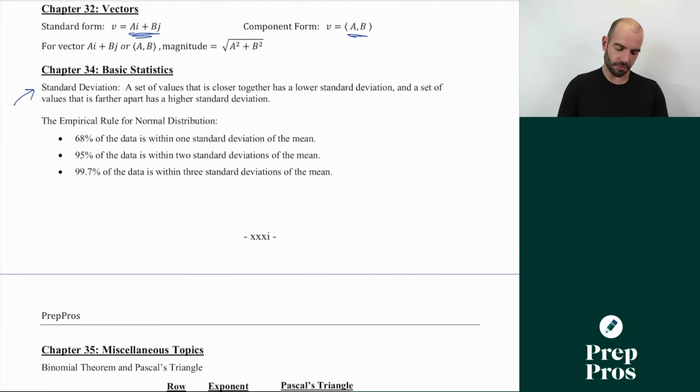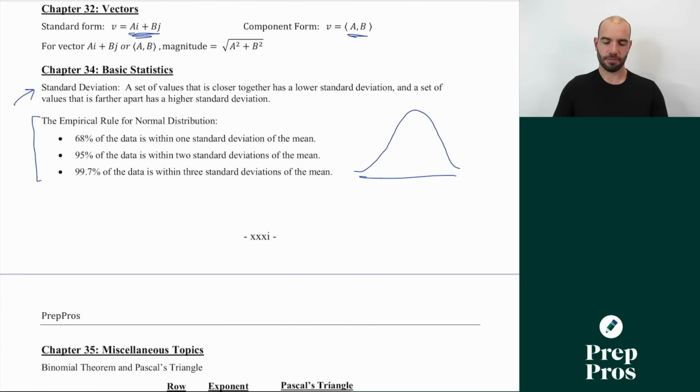For my really advanced math students, a super rare thing is the empirical rule with normal distribution. This is with a normal, like a bell curve, and it's about the distribution of data. So the rule here is 68% is within 1 standard deviation, 95% is within 2, 99.7% is within 3 standard deviations of the mean.